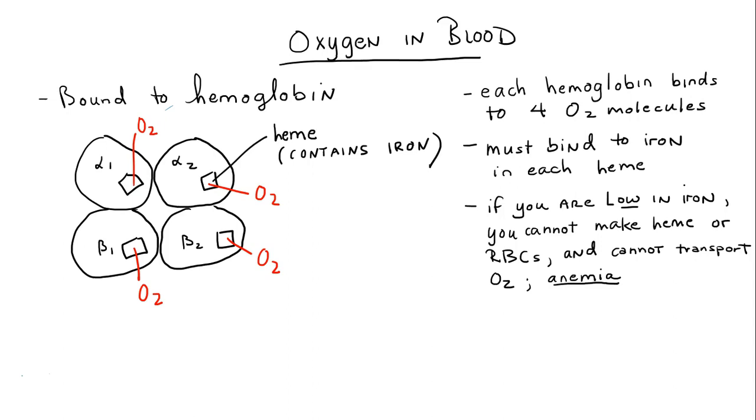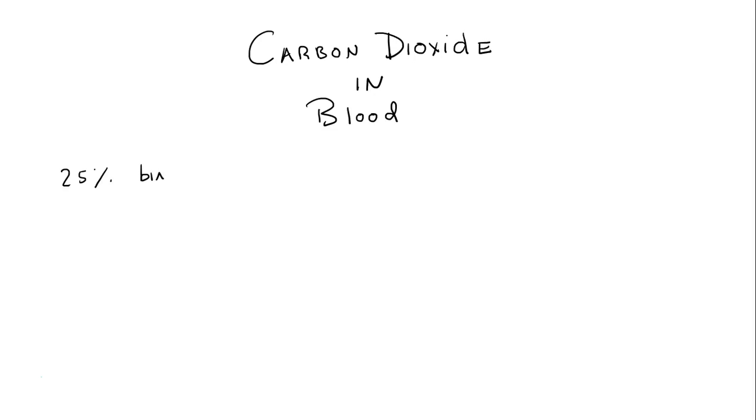Okay, let's look at what happens with carbon dioxide in the blood. Carbon dioxide is going to come from cells, from the Krebs cycle in the mitochondria. And 25% of the carbon dioxide that comes out of cells binds to hemoglobin. And this should actually say hemoglobin here, because carbon dioxide actually doesn't compete with oxygen's binding to the heme. So just remember that carbon dioxide can bind to the amino acids of hemoglobin.